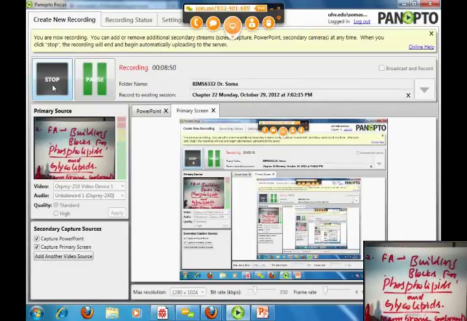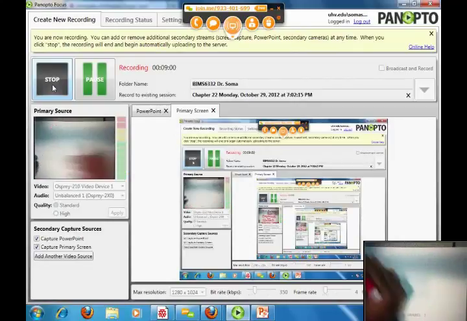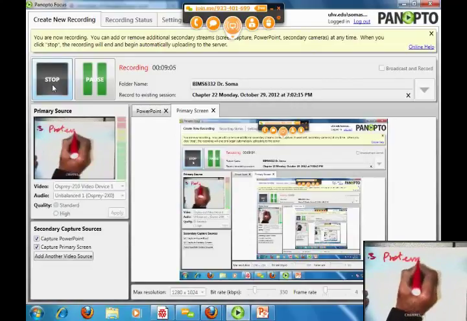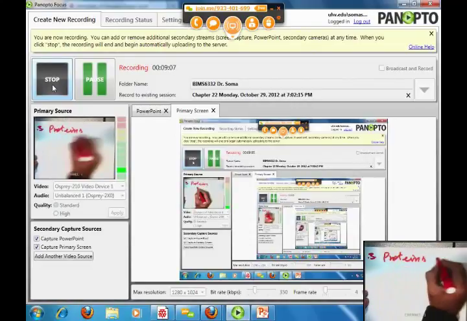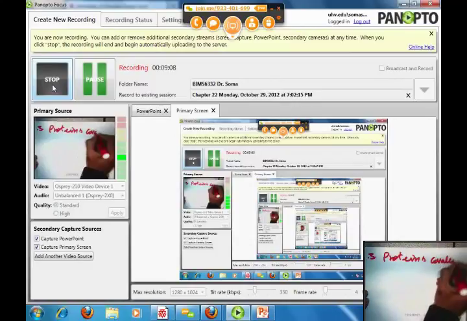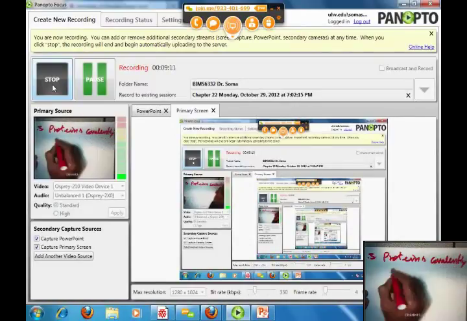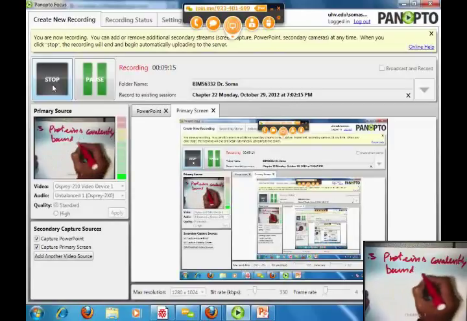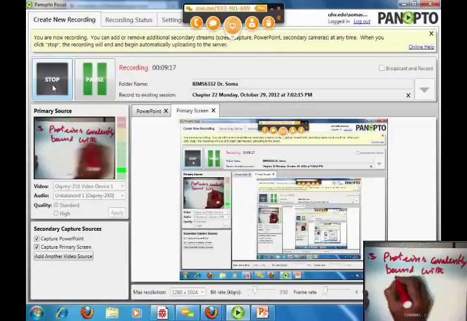This is number two. Now, number three: proteins are covalently bound with fatty acids.